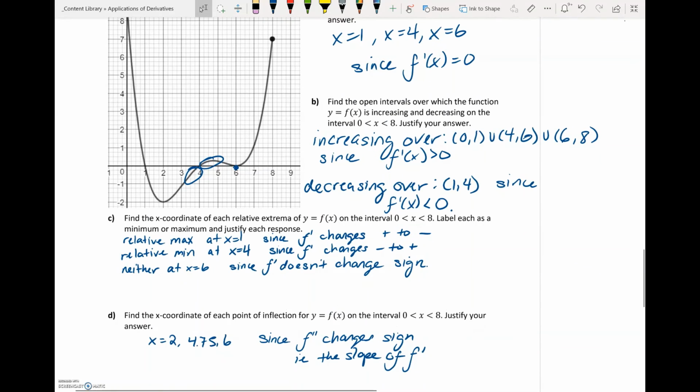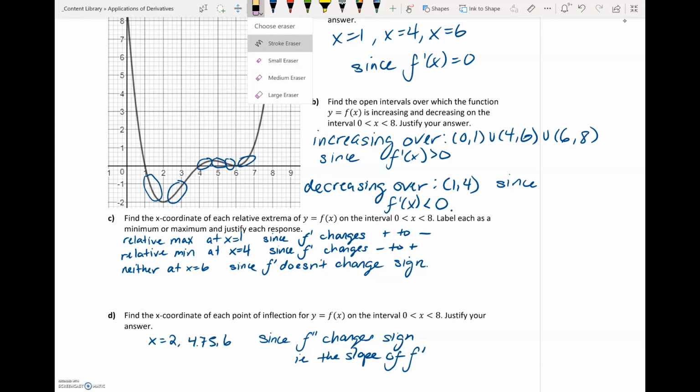Now for the points of inflection, we have to see when f double prime, so the slope of f prime, changes sign. This occurs at x equals 2 because your slope here is negative and then your slope here is positive. And then looking again at 4.75, around this area, positive slope to negative slope there. And then for 6, again, negative slope to positive slope. So those are your different points of inflection.